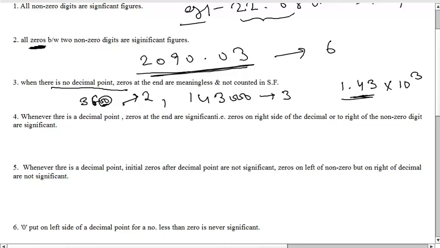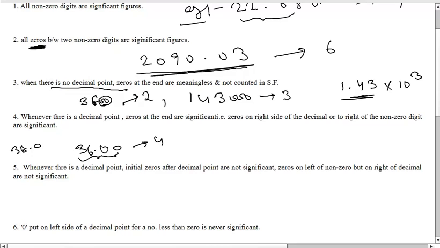also significant. For example, if I say, let us say it is 36.00, then we will say the number of significant digits is 4. That is, whenever there is a decimal point, zeros at the end are significant. Why they are significant, you need to understand. Because if we have a measurement as 36, we cannot just write 36.0, it is wrong. Why?